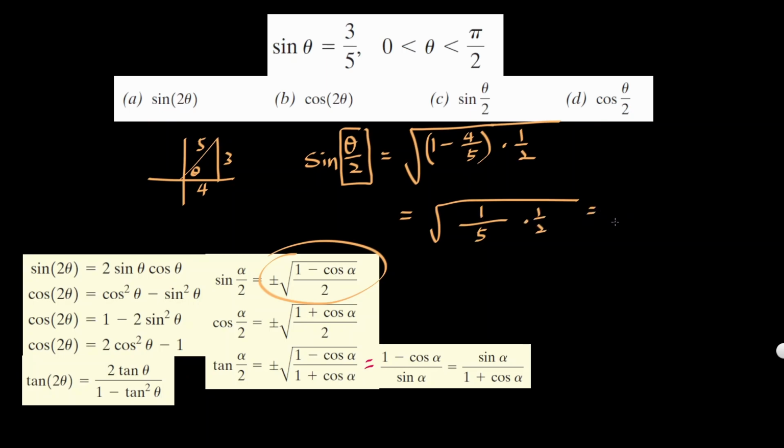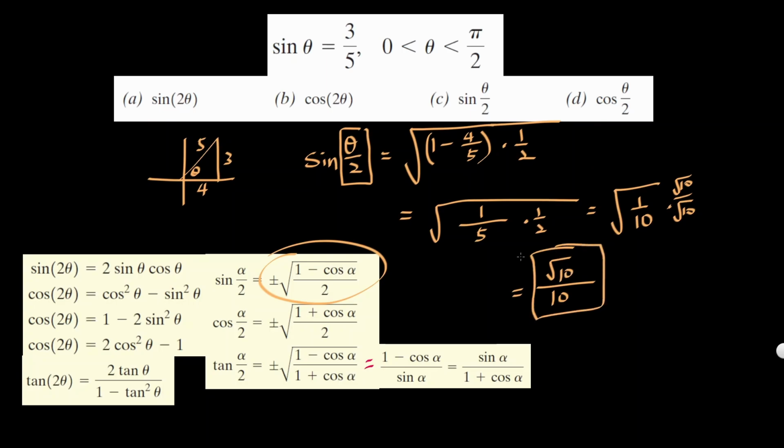It's going to be square root of 1 over 10. And if your school teachers don't really like having a square root in the denominator, you need to rationalize the denominator by multiplying by rad 10 over rad 10, like this. So in the bottom portion, the denominator becomes just regular 10, and the numerator becomes square root of 10. Okay, so that's part C.